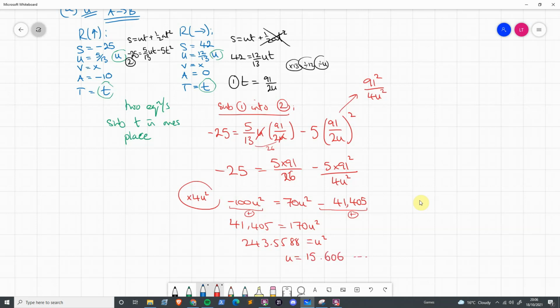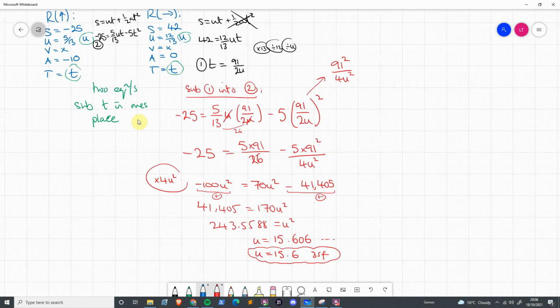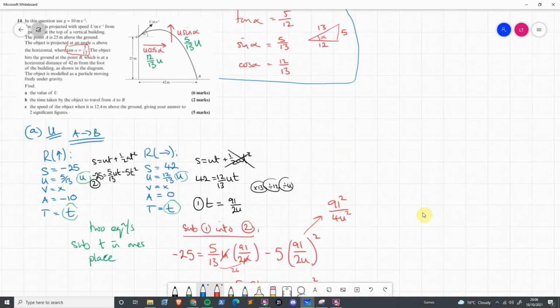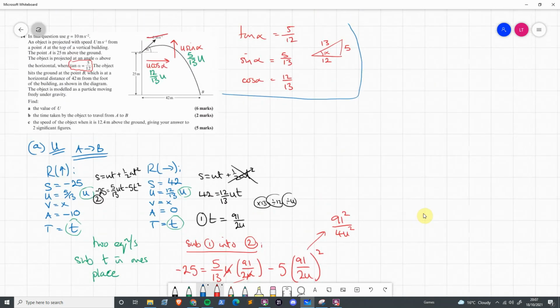.606, etc. So u equals 15.6, we'll call it. Again, we've used a as 10, so we should really be rounding it to one significant figure, but it just feels a bit off that we're rounding it to 20. It just seems way too far off for me to feel happy doing that. Okay, so that's my value of u, that's my speed. Maybe I'll just write that on the diagram here.